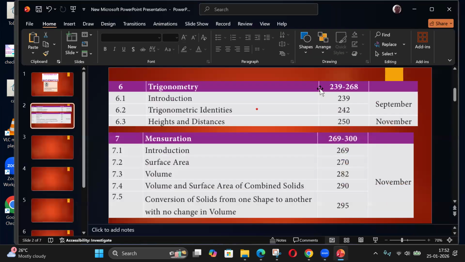So this chapter has around 30 pages. This is around 10 pages only, the first two. I'll try to cover these first two today.